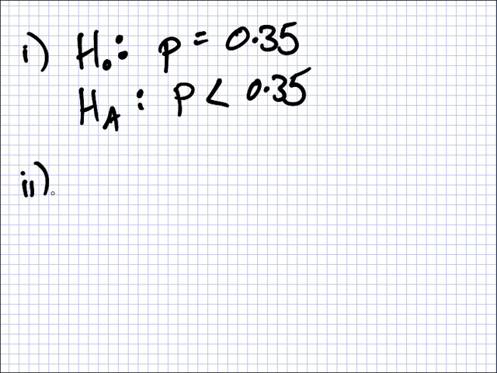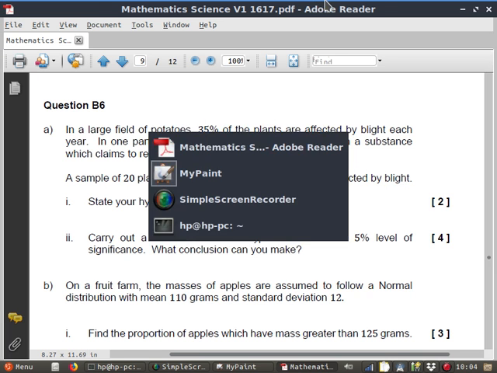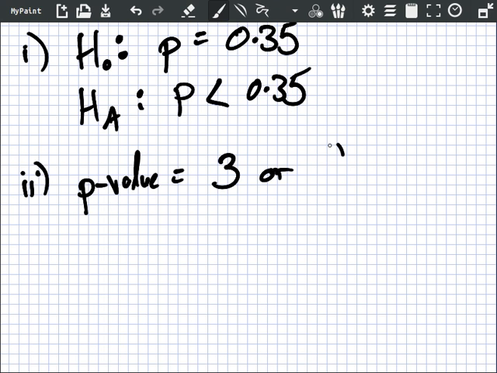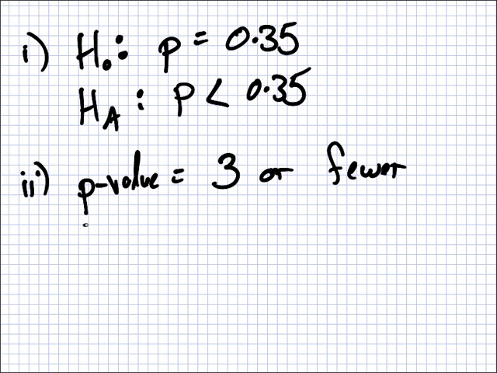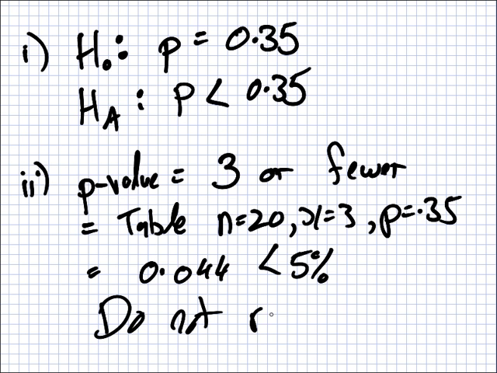So we calculate our p-value. How many were affected in the sample of 20? 3. So we would want to get 3 or fewer. So we have to look up our table book where n is 20, x is 3, and p is 0.35. What does that give us? 0.044, which is less than 5%. So we do not reject H0.